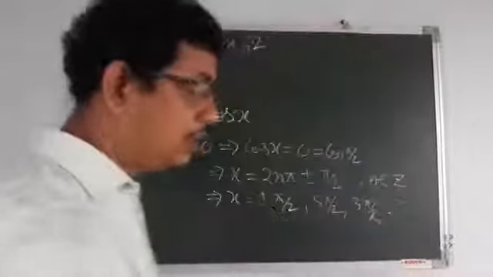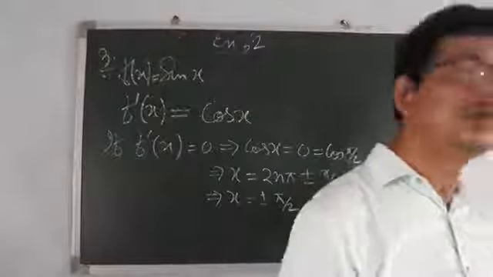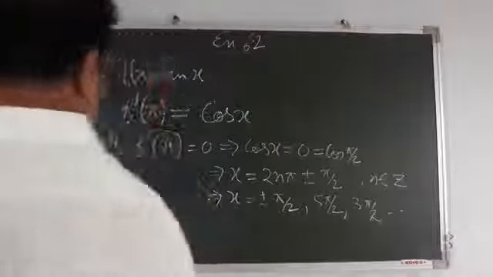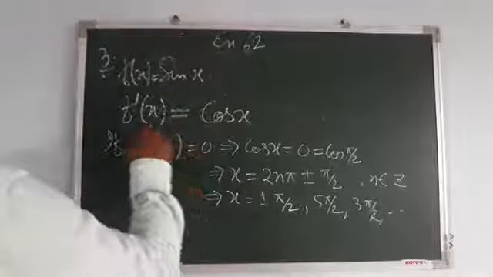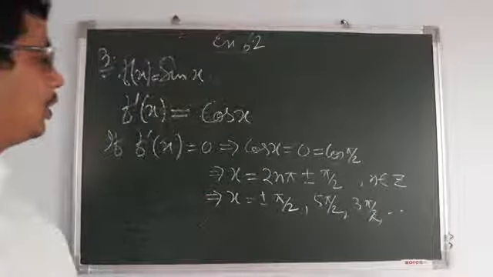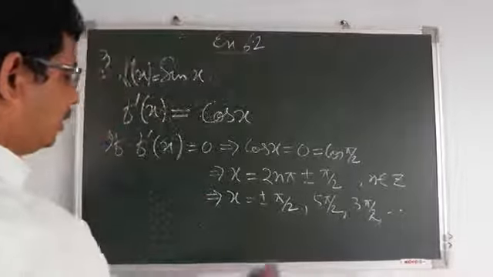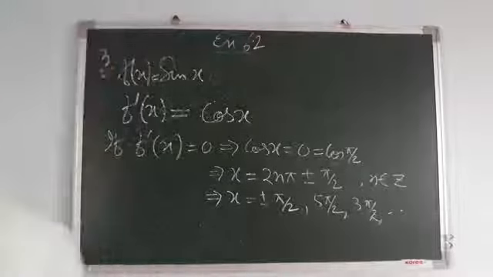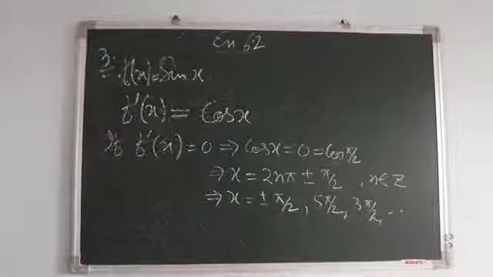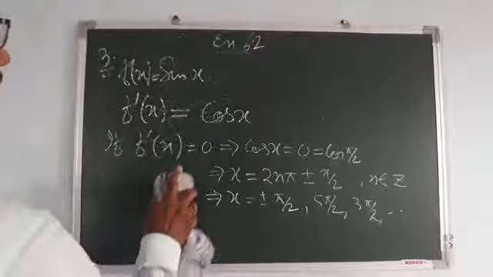Now, what range have they given? First given 0 to 90. If we put values of f dash x in between 0 to 90, we get f dash x 0 at cos 90, so we get this one.